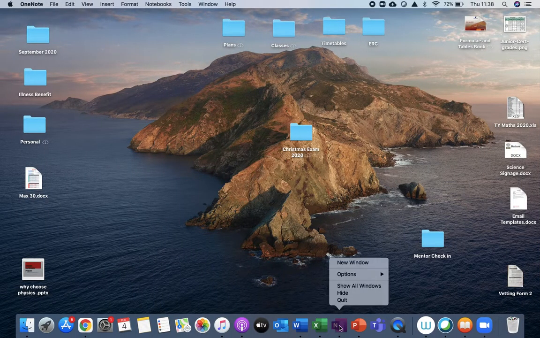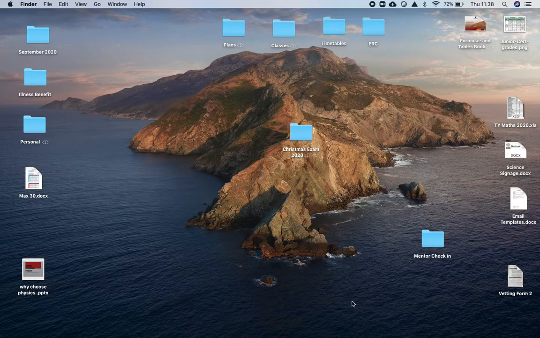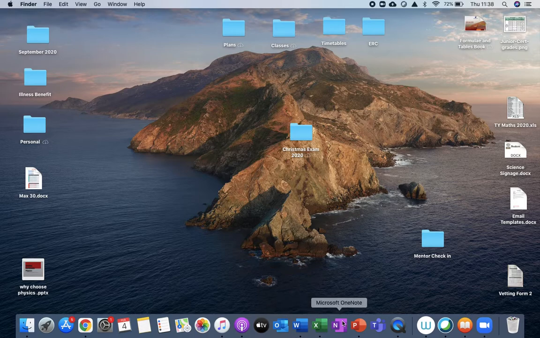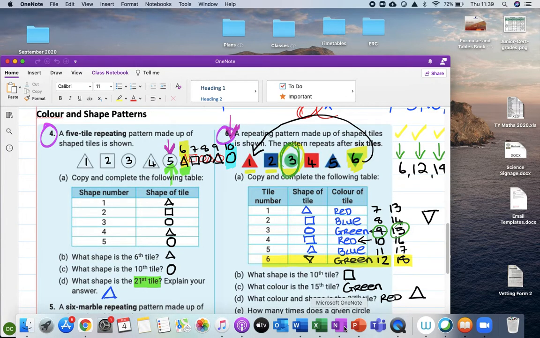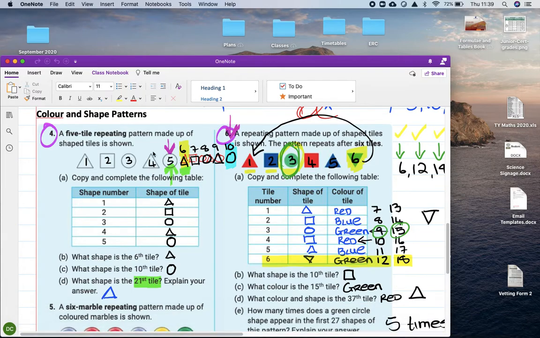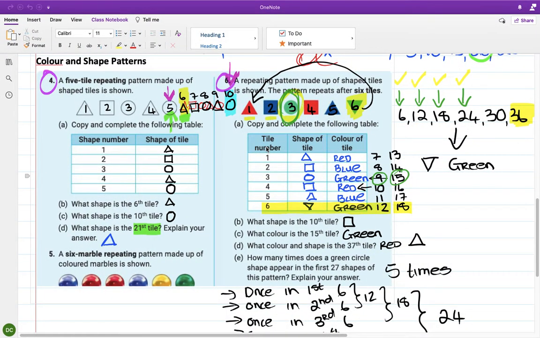Right, I'm going to see if I can go back to my iPad. Just dropped my pencil. Let's not worry. Okay, we go full screen there. Let's see if this will work this time. Right, seems to be working.